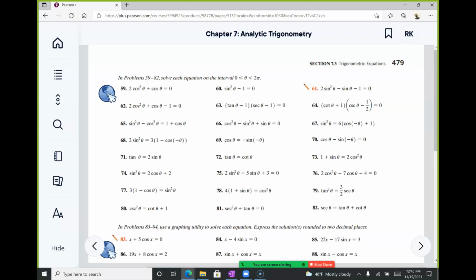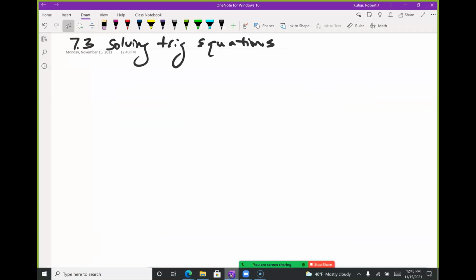Let's see if I do. Let's try 71. See what that looks like. So 71 and maybe 60, 67. Let's see what happens. So this is 7.3, number 71.